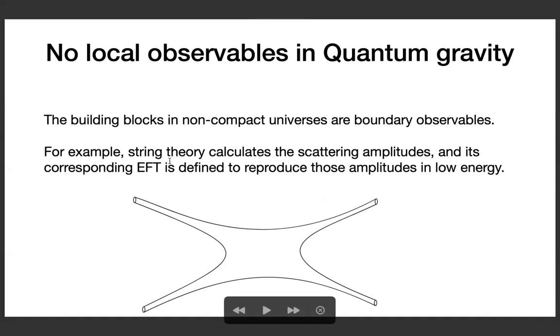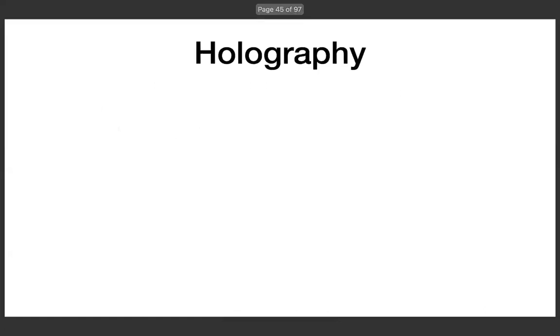And then the way you can think of effective field theory in the context of string theory is that the thing that effective field theory effectively describes are the boundary observables. So you do some worldsheet calculations, you find some boundary observables, and then you write down an EFT that effectively describes those boundary observables.